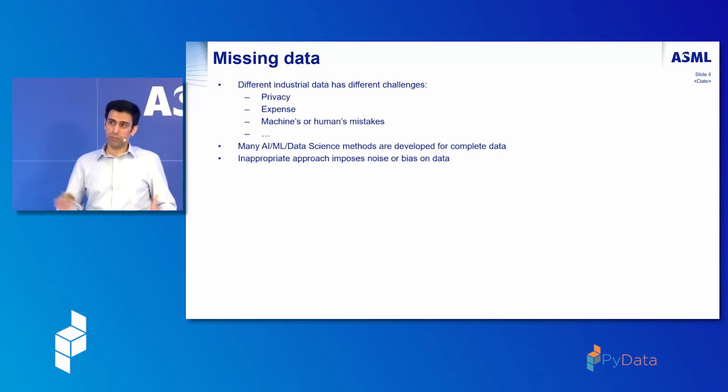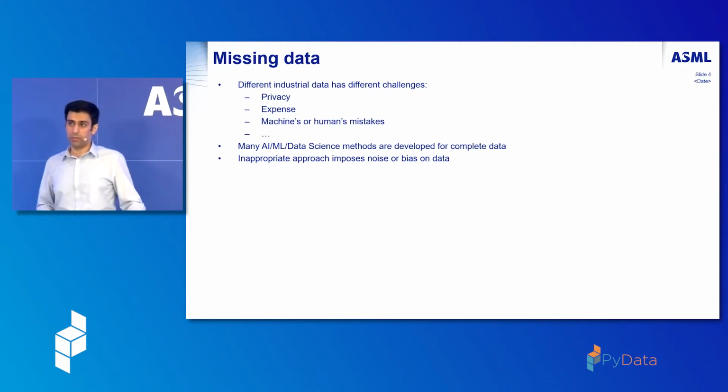And I would like to view it in two ways. One side of the story is that the majority or almost all of the machine learning, AI, and data science related methods are developed relying on the assumption that the data is complete. And if you have incomplete data, you need to find a way to map the incomplete data to a complete one. Another side of the story, which is equally important, is to be able to do the imputation, or to fill in the missing values with accurate enough candidates, because we don't want to mess up your data by adding noise or bias to the data set.